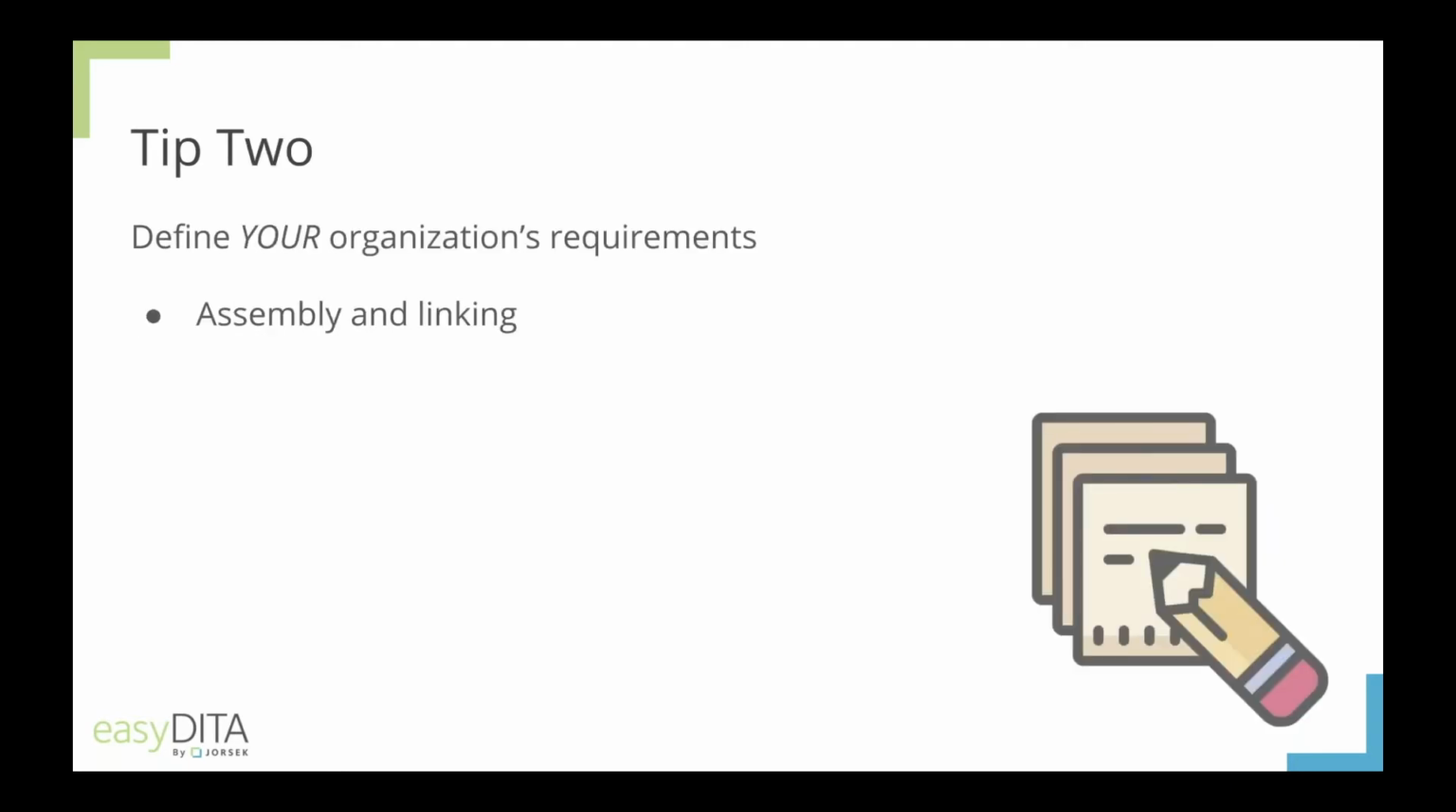Tip 2, define your organization's requirements. Go through and ask yourself and try to define what your organization is doing, what your particular use case and business case are, and as that relates to things like assembly and linking, storage and retrieval. How do we want to access our content? A good CCMS is a single source repository. All of your content sits in a single environment, which is hugely beneficial. You're not storing content in multiple, disparate systems.